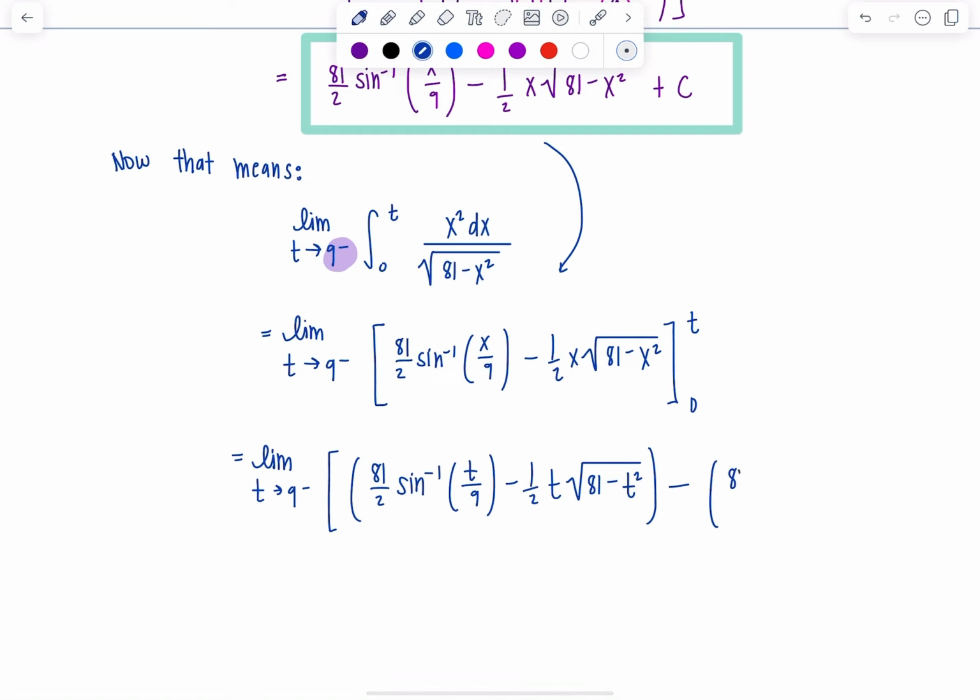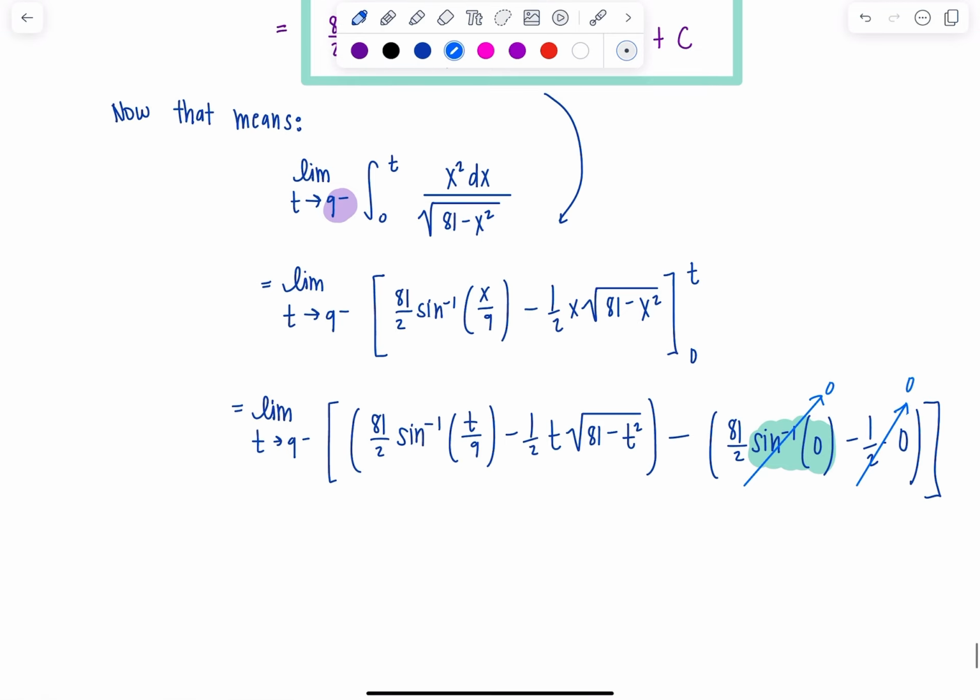Minus, now let's plug in 0, so 81 over 2 sine inverse of 0 over 9, that's just 0, minus 1/2 times 0. I don't even care about the rest. It's all going to be 0. These last two terms are easy because sine inverse of 0 is just 0. So this is 0. This is 0. Let's see what else is happening. t is approaching 9 from the left. So I could just substitute in 9 from the left here. That's no problem.